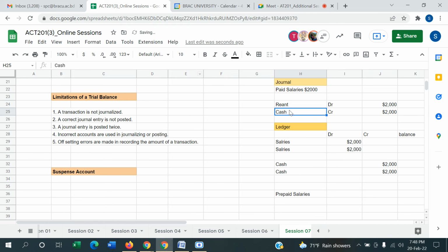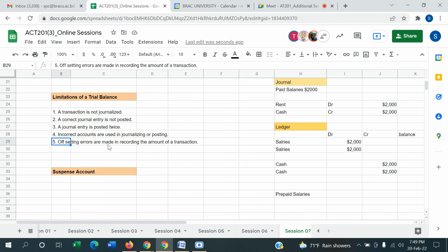And sometimes it can happen that instead of salaries, you may record something like rent. Is it a mistake? Definitely. You are recording an expense as an expense, but you have wrongly categorized what type of expense it is. So if you record salaries as a rent expense, what will happen? Your rent will be overstated and salaries expense will be understated. So it's also another type of mistake. That's why it has been said that whenever we use any incorrect account while journalizing or during posting, that will be a mistake for the organization, but a trial balance cannot identify it.